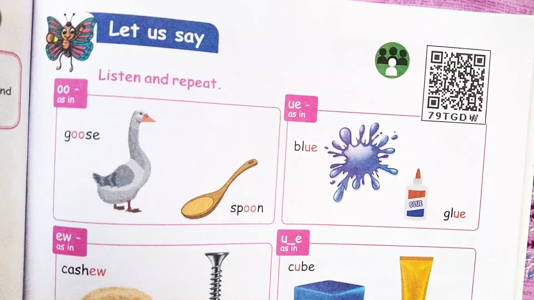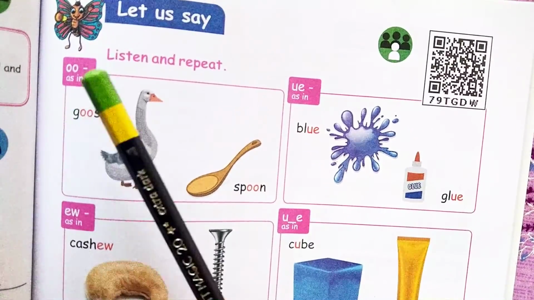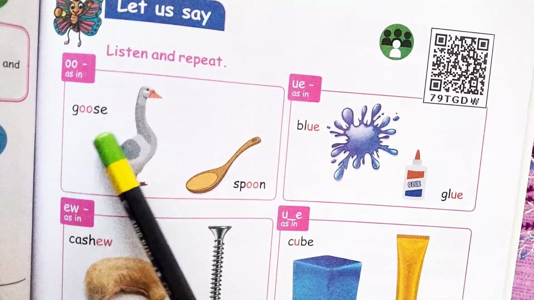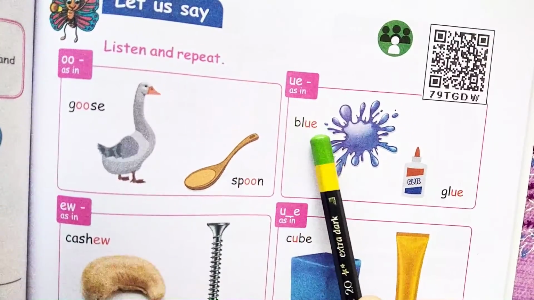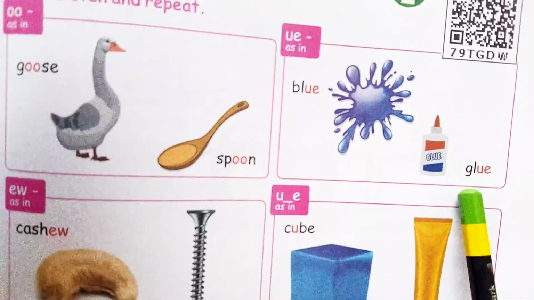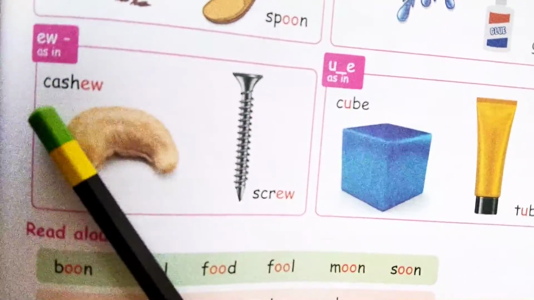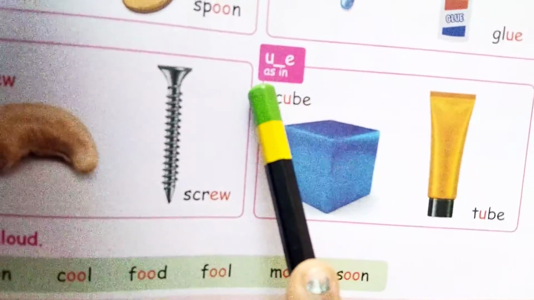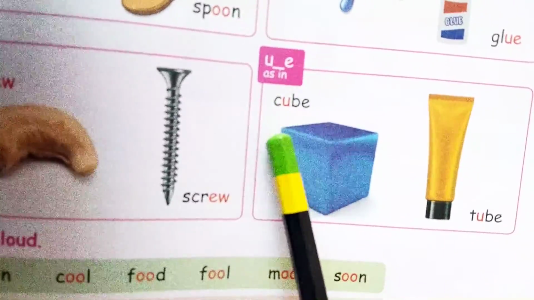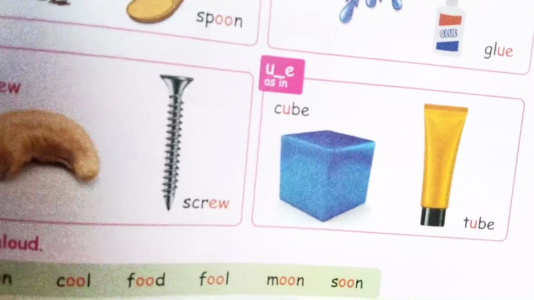Let us say, listen and repeat. Oo as in goose, spoon. Oo as in blue, glue. Ew as in cashew, screw. U-e as in cube, tube.